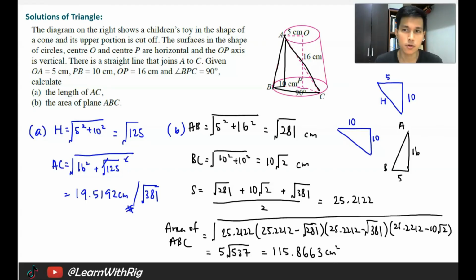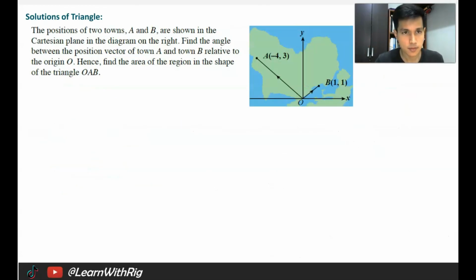Now don't be afraid of this kind of question. Okay, it looks complicated, but once you get the hang of it, you can do it. No worries. It's just that this triangle here, this 90 degree, it can be tricky because it doesn't look like a 90 degree. So maybe you cannot visualize it. But these are some of the harder questions lah, no worries. Alright, let's see our final question.